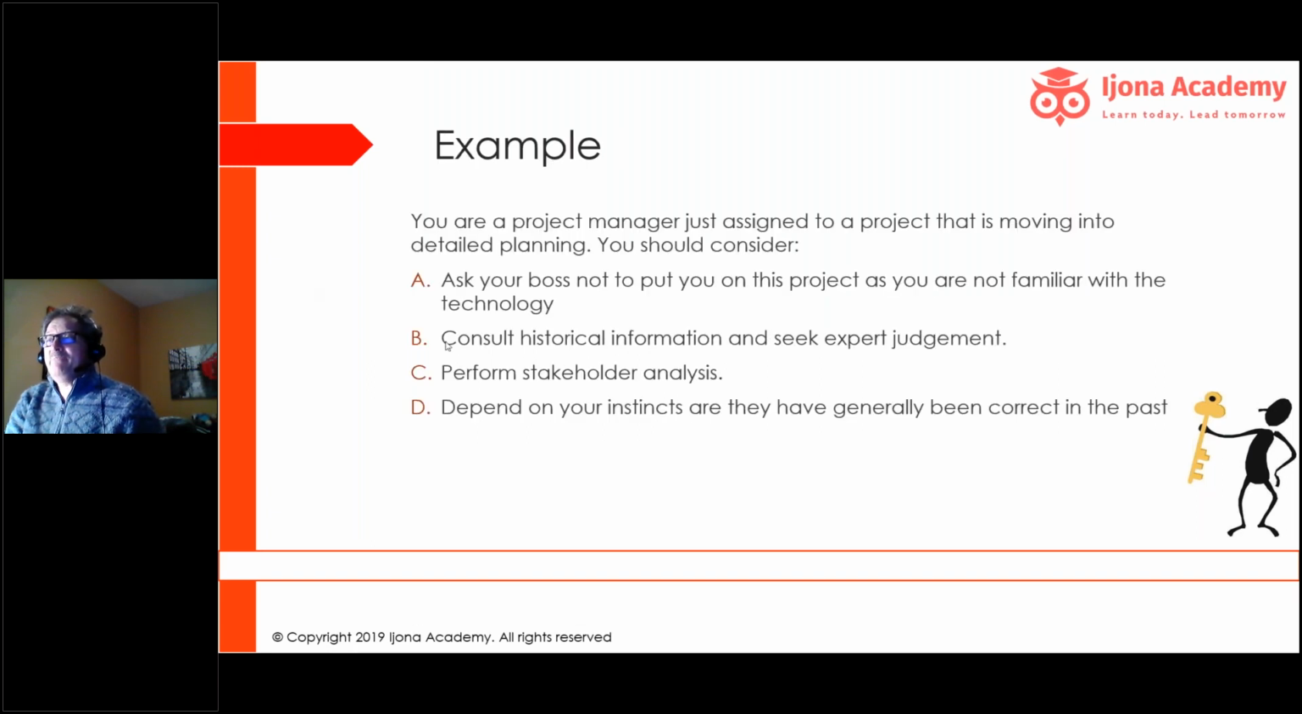The answer is B. Consult historical information and seek expert judgment. If you study the PMBOK, tools and techniques that you use and inputs that you use have to do with historical information and lessons learned. And you also use your subject experts, who oftentimes are team members and oftentimes are just people around who know things that you need. And that's how you put your plan together. But we said stakeholder analysis happens in planning too. But traditionally, generally, as a rule, stakeholder analysis starts and is connected with the initiating process group, so we must understand that B is a better answer.